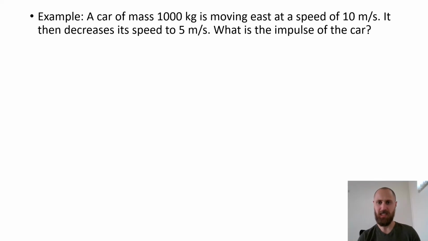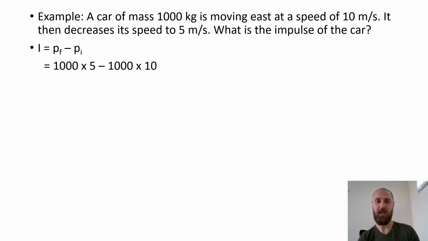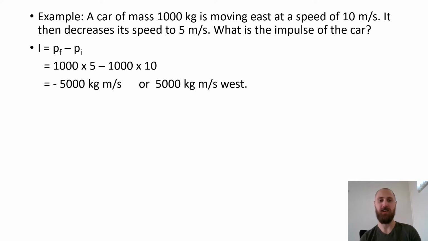So another example helps illustrate the point. Same car, mass 1,000 kilograms, moving east at the same initial speed as before, 10 meters per second. It then decreases its speed to 5 meters per second. What is the impulse of the car? Same steps. Impulse is the change in momentum, final momentum, take away initial momentum. Here we've got 1,000 times 5. The speed at the end is 5. That's the only thing that's different here. And if we do that calculation, we get minus 5,000 kilogram meters per second, which, like I was saying before, since it's a negative answer, it's going to be in the west direction.